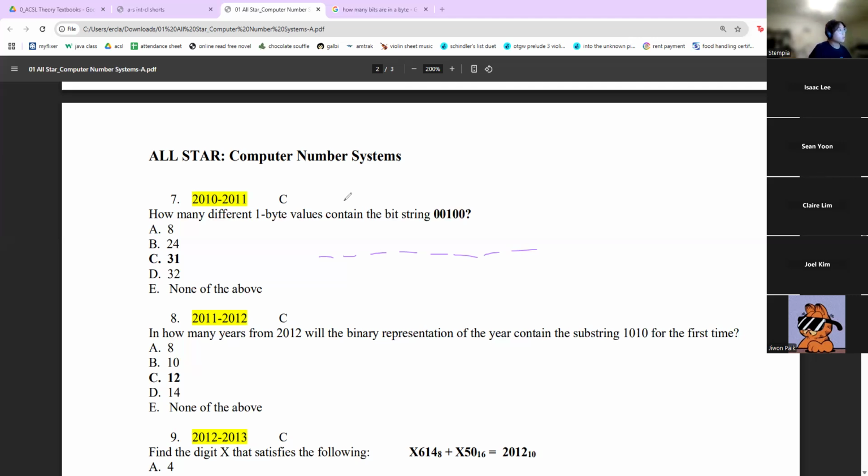I think for this one, there are four different positions that the 00100 could possibly be in, right? So the first one is at the very beginning. If you have 00100, you have three asterisks where it doesn't exactly matter what these are. So this is going to be 2 to the third. There's a total of 8 different configurations where the 00100 is found in the beginning.